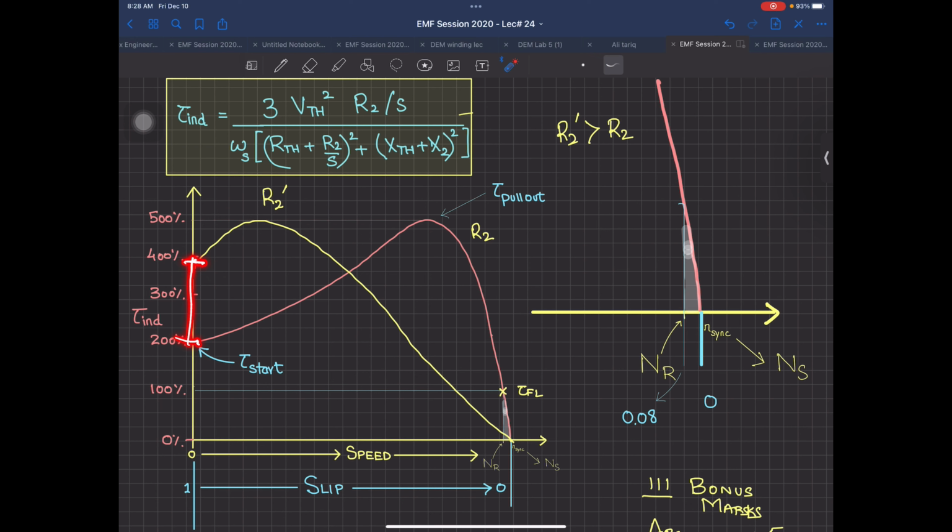But when you have done that, you don't want to operate in this region because here the variation of speed is very large. So you take the resistance back to this one, and this is only possible in your slip ring induction machine.